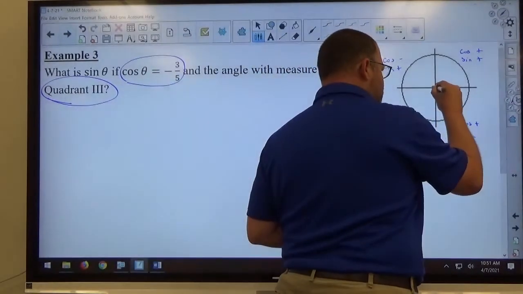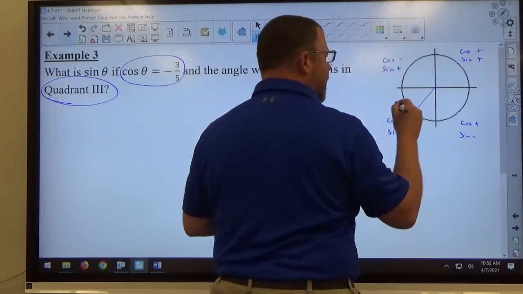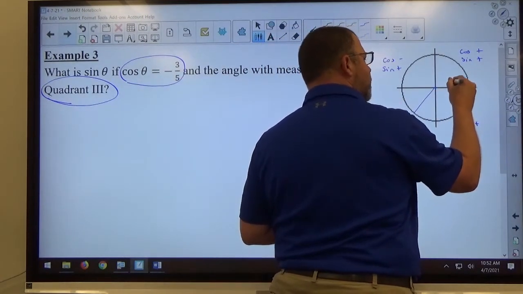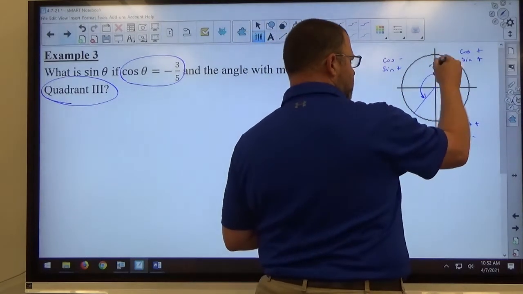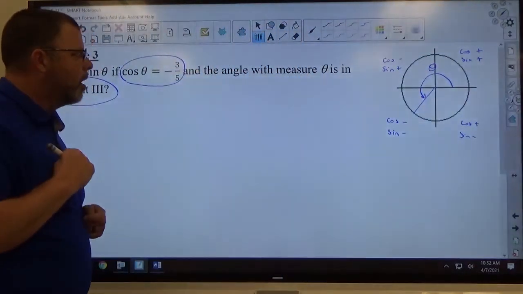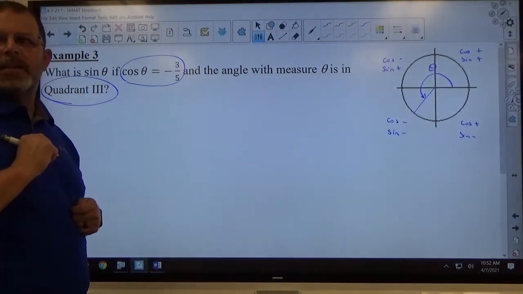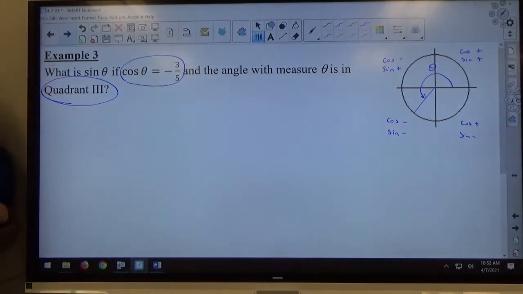So if I draw a picture of this, I'm in quadrant 3. The angle they're giving me, theta, is always measured in standard position. So I'm here, around to there, there's theta. Cosine is negative 3/5. My task is to find sine. Okay? The only thing I can't find with the formula I'm about to give you is the sign of the answer. I don't know if it's positive or negative using my formula. But I know it's positive or negative knowing what quadrant it's in.